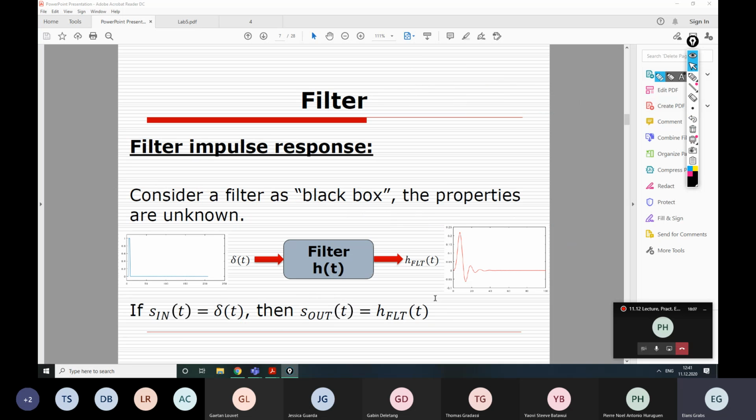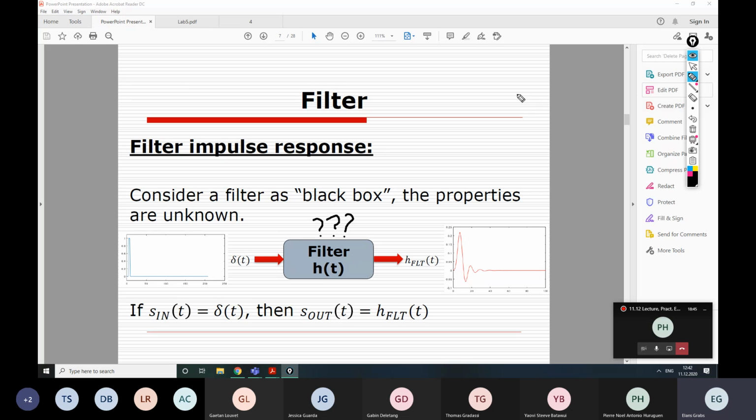So what is the impulse response? The impulse response, as it's coming from its name, is the reaction of the filter when we send an impulse to the input. So consider that our filter is some kind of black box with unknown properties. We don't know what this filter is doing. So we are going to find out by sending a probe impulse, a single impulse, at the input and listening to the output. So the output will have generated some impulse response.